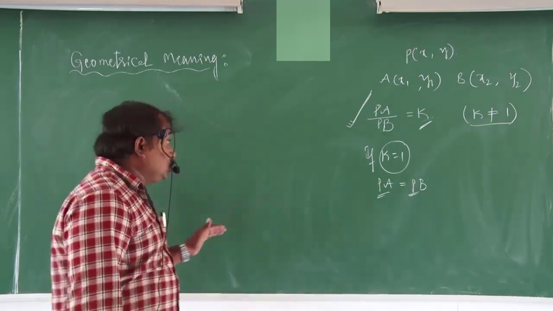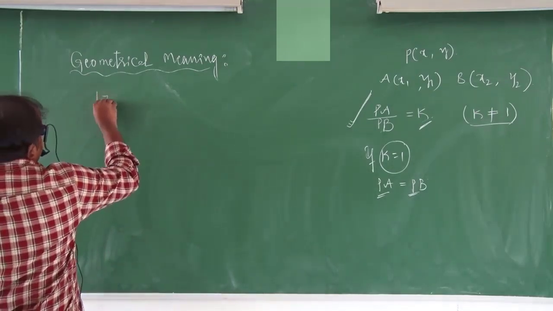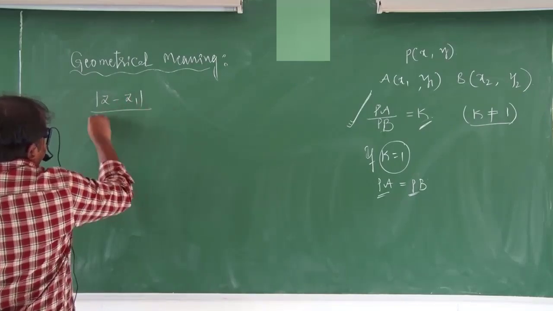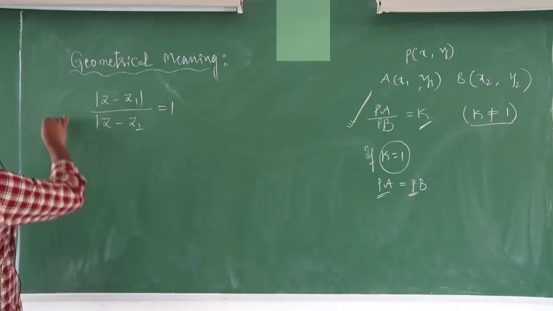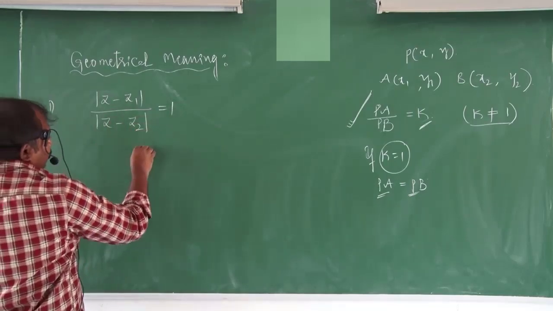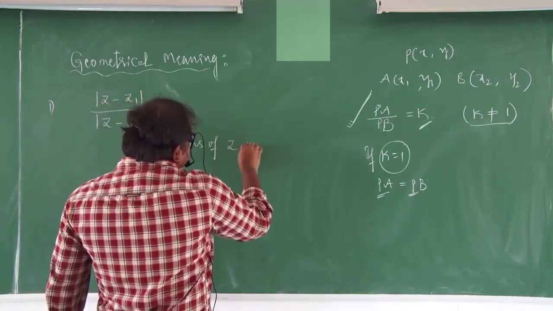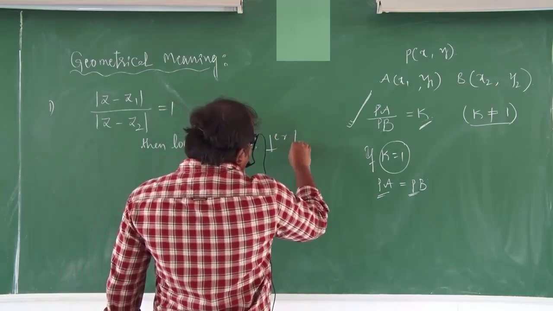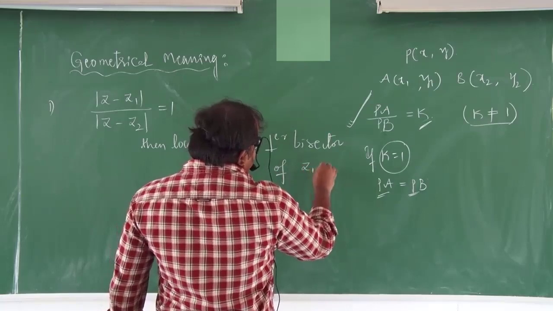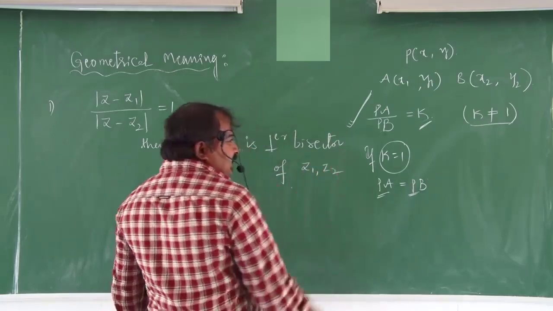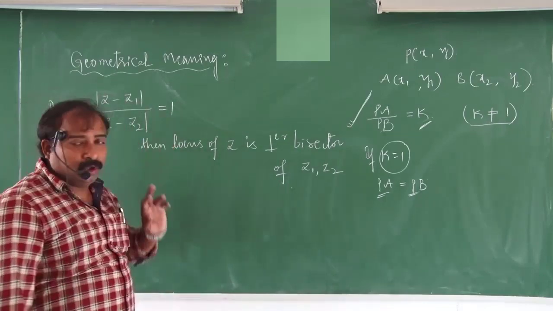The same applies in complex numbers. How can we mention it? For example, modulus of z minus z1 by modulus of z minus z2 is equal to 1. Then what is the locus of z? The locus of z is the perpendicular bisector of the line segment joining z1 and z2, if this value is equal to 1.